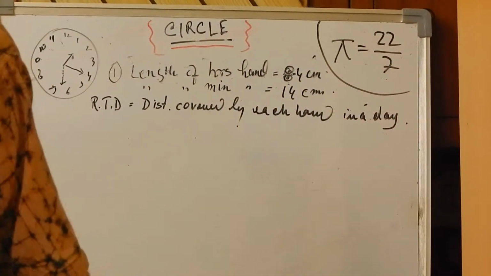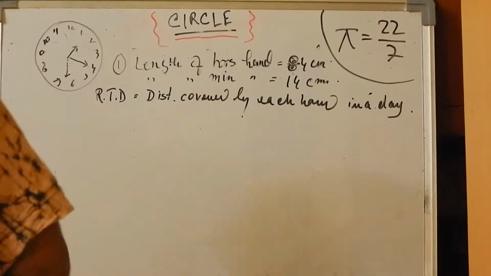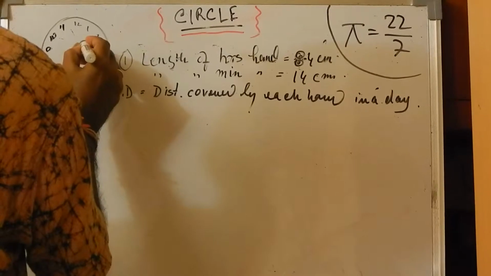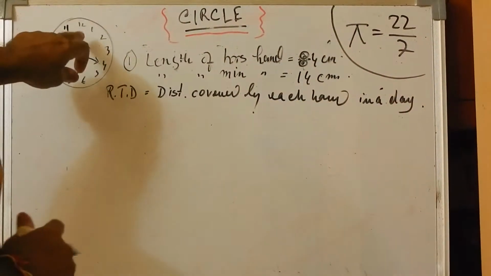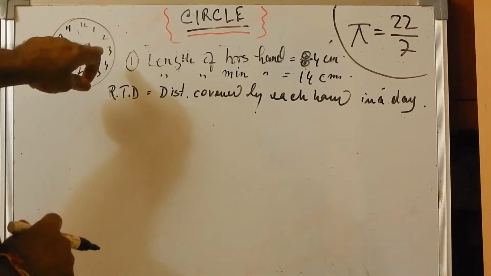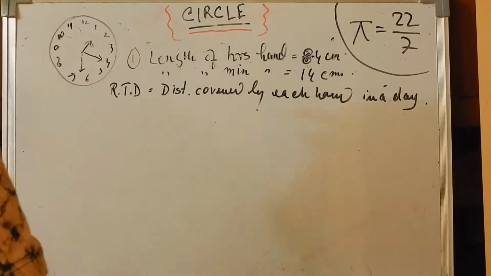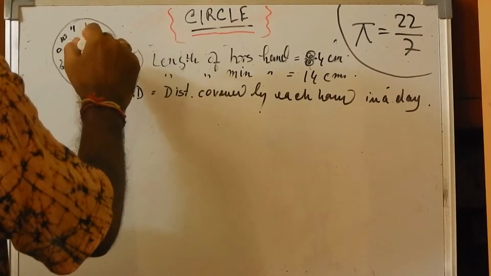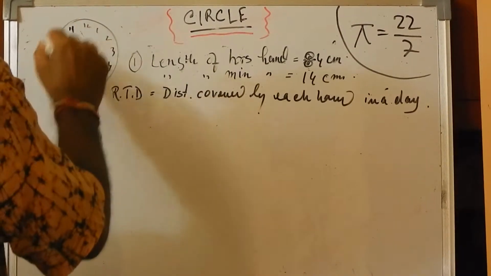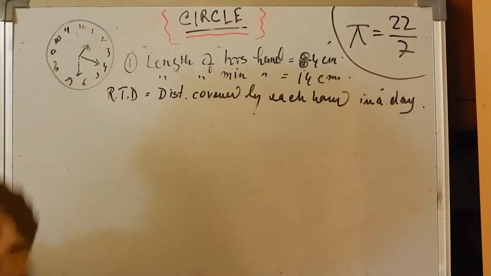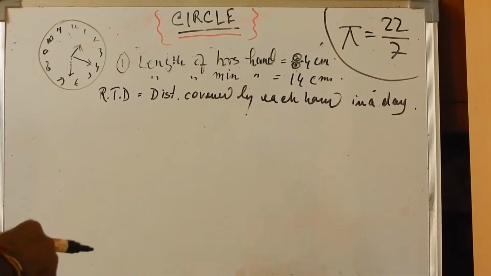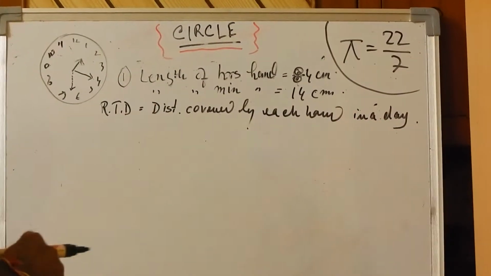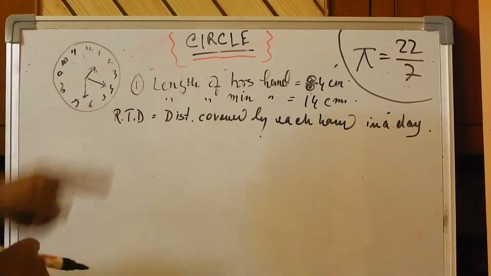So it is very basic that the hour hand, from 1 to 2 or 2 to 3, like that, covers the whole circle. That means starting from here, it is back here. In 12 hours, it covers the whole perimeter of the circle.